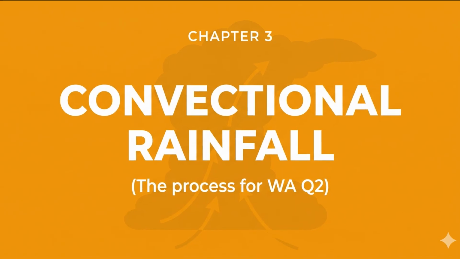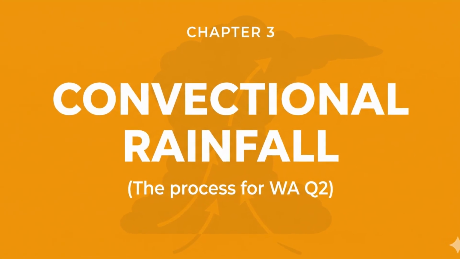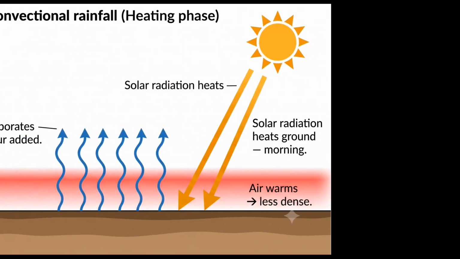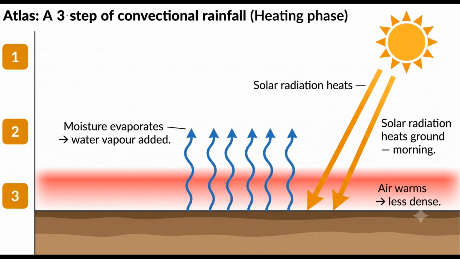Chapter 3, Convectional Rainfall. This is the process you need for WA Question 2. Convectional rainfall is the dominant rainfall type in equatorial regions. It is caused by intense solar heating of the ground and the resulting upward movement of warm, moist air. Let us go through the process step by step.